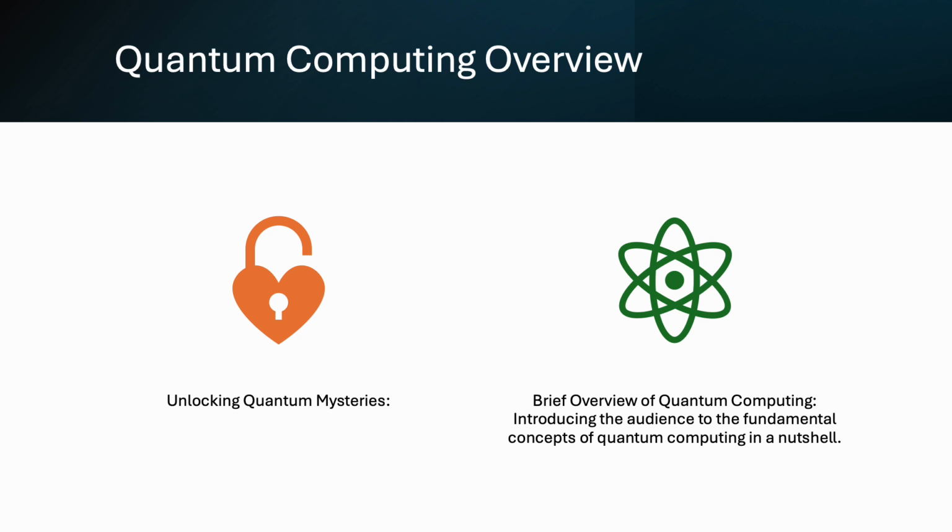Classical bits are like light switches, either on or off, 1 or 0. But qubits are more like dimmer switches, existing in various states at the same time. This unique characteristic of superposition rapidly increases the computing capacity of quantum computers, allowing them to process vast amounts of information in parallel. Why does quantum computing matter?